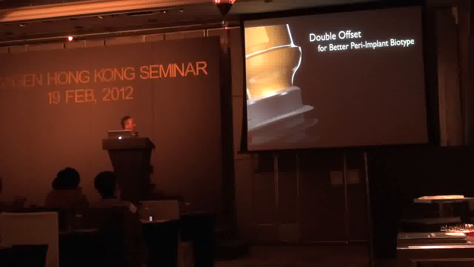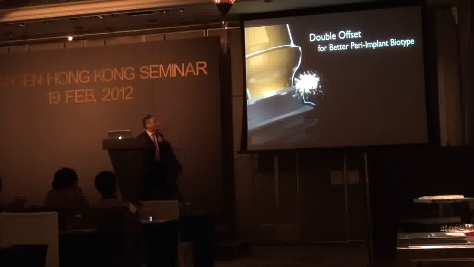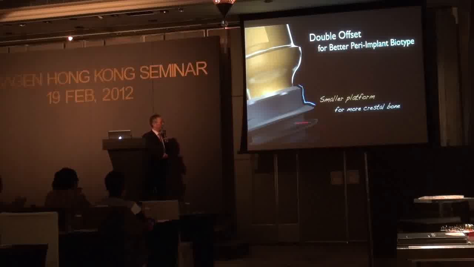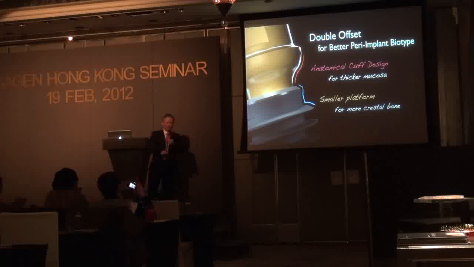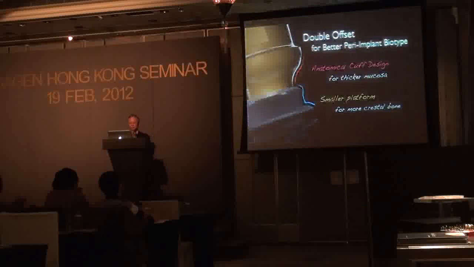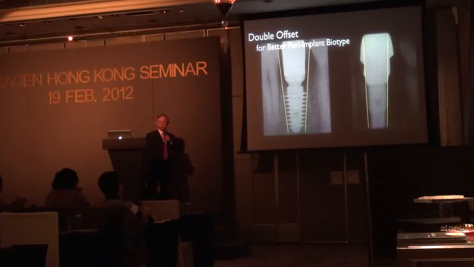So on the Enrich, we put double offsets for a better peri-implant biotype. The first one is a smaller platform, then thread to leave more bone around the implants, and the physiologic anatomy cuff designs for thicker mucosa. So look at this. This is a conventional thread design implant. This is Enrich, with the same diameter. So we have more bone here. We have more tissue here. This implant has nothing, just the emergence profile.